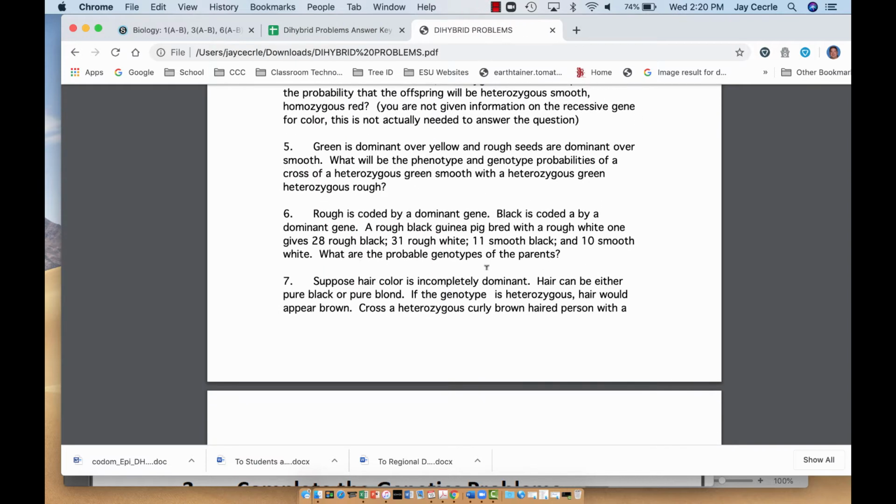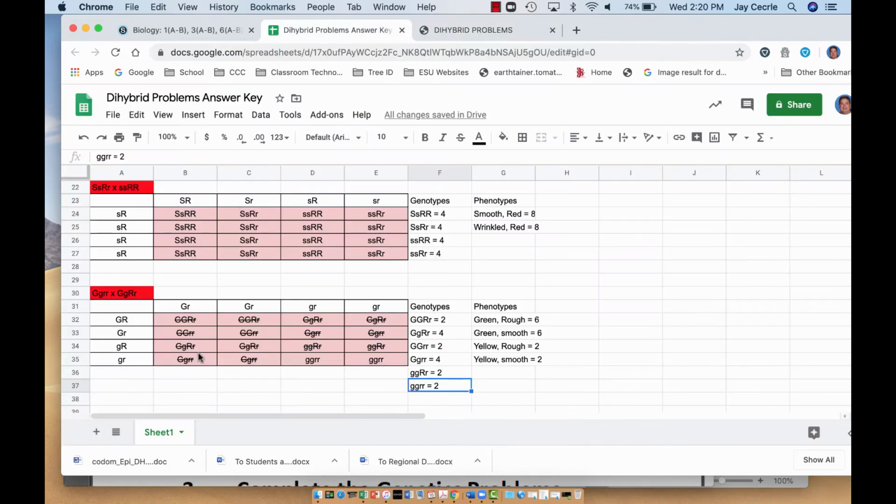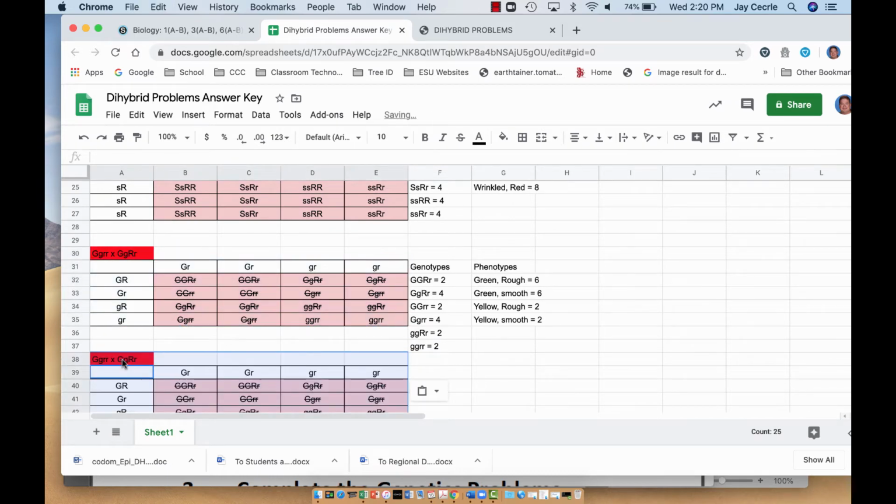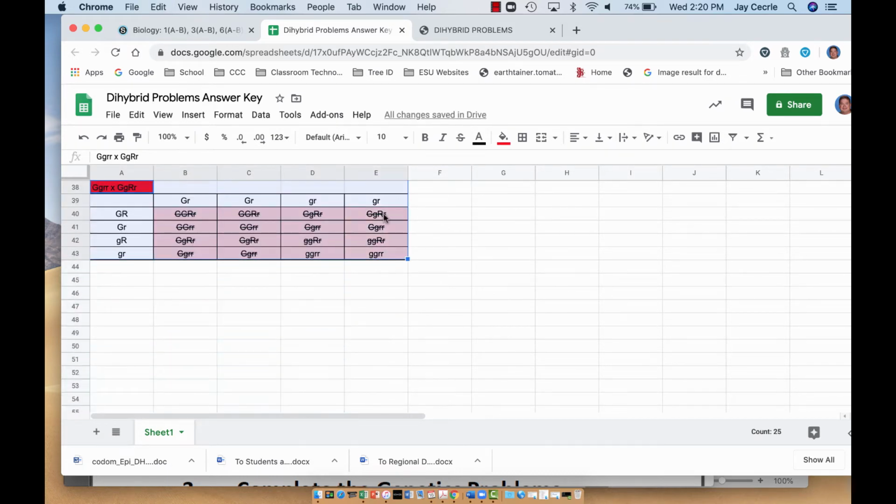Okay, for problem number 6, it states rough is coded for by a dominant gene, black is coded for by a dominant gene. So it immediately establishes that. We'll probably use the capital R for rough and a capital B for black. It says a rough black guinea pig was bred with a rough white guinea pig. So let's set up what we can from this one. So rough and black, what we know from that one, at a minimum... I'm going to reset my square here.